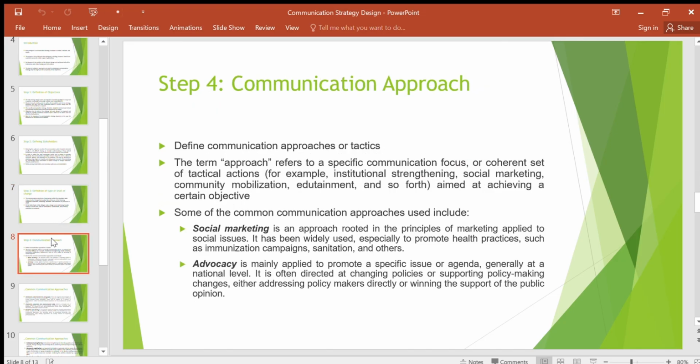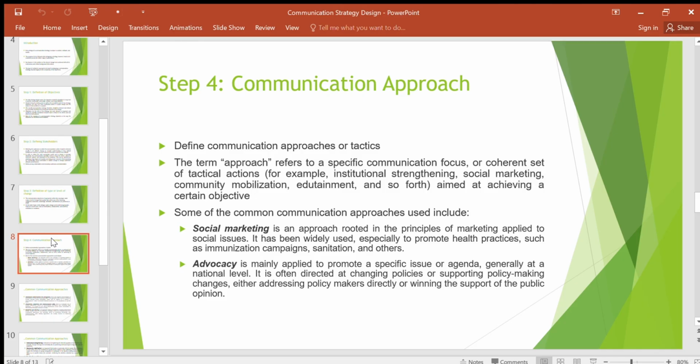And our fourth step is communication approach. Define communication approach or tactics. What is it? What is a communication approach? You should maybe consider writing it in your notebook and define it well. Okay, the term approach refers to a specific communication focus or coherent set of tactical plans. For example, institutional strengthening, social marketing, community mobilization, edutainment, and so forth, aimed at achieving a certain objective.